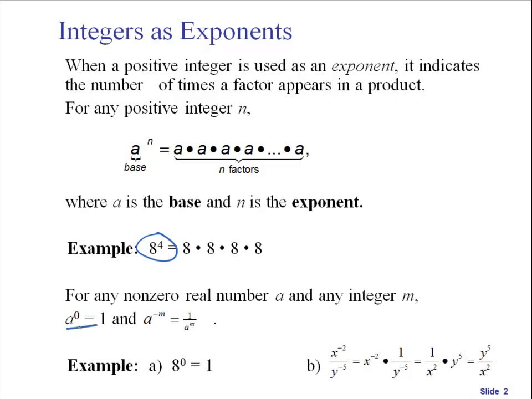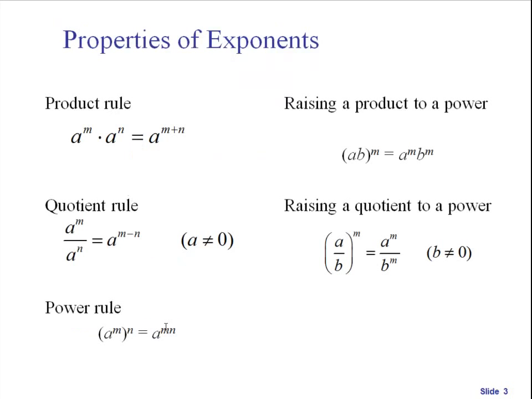Some things to remember: a to the 0 equals 1 and a to the negative n equals 1 over a to the n. But some of you probably were taught that a to the 0 equals 1 and you're just supposed to memorize that. Well, it really comes from these rules, right? The product rule. Hopefully you remember that if you have a to the m times a to the n, it's a to the m plus n.